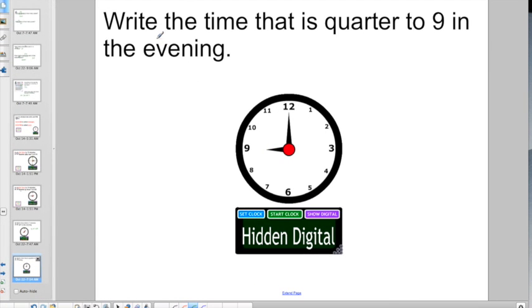Let's try this one. Write the time that's 8:45 in the evening. So is it 9 o'clock yet? In a quarter of an hour, it will be 9 o'clock. But it's not 9 o'clock yet. So if it's not 9, it's got to be 8. When it moves this quarter of an hour, it will be 9 o'clock. So what is it now?